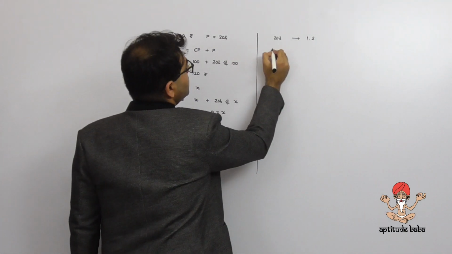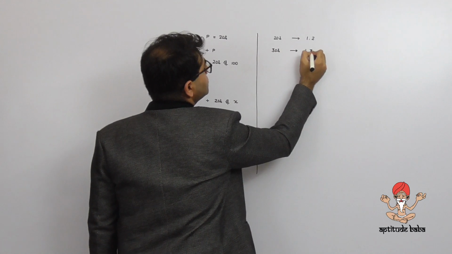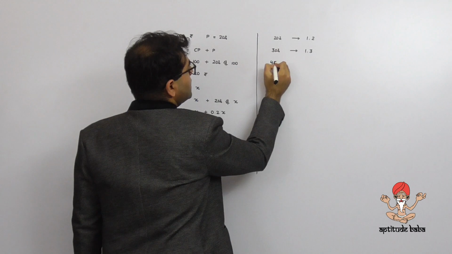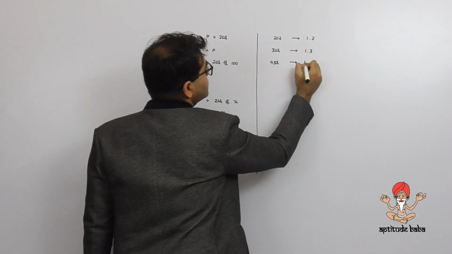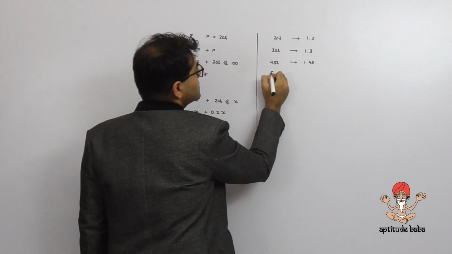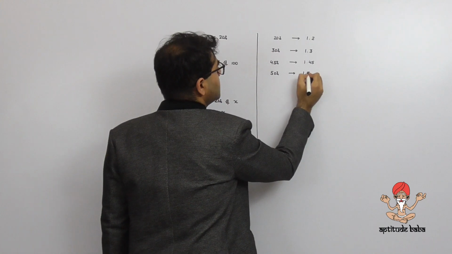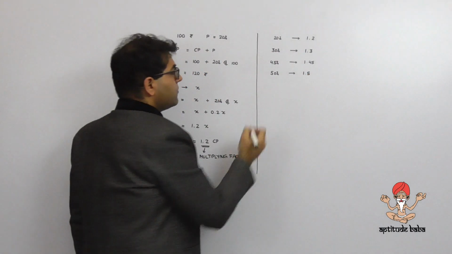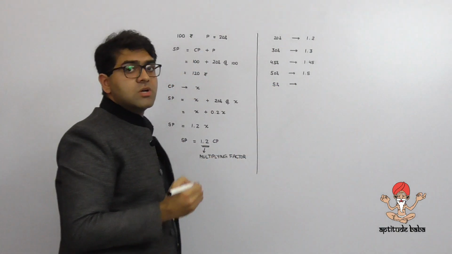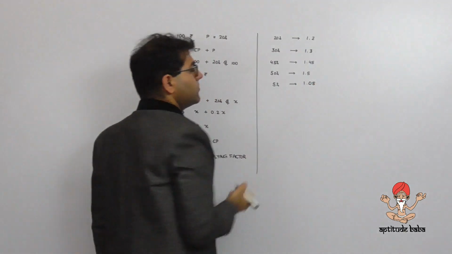What if my profit percentage was 30%? Well, in that case the multiplying factor would have ended up becoming 1.3. What if my profit percentage was 45%? Well, the multiplying factor would have ended up becoming 1.45. What if my profit percentage was 50%? Well, the multiplying factor would have ended up becoming 1.5. What if it was just 5%? In that case the multiplying factor would have ended up becoming 1.05.